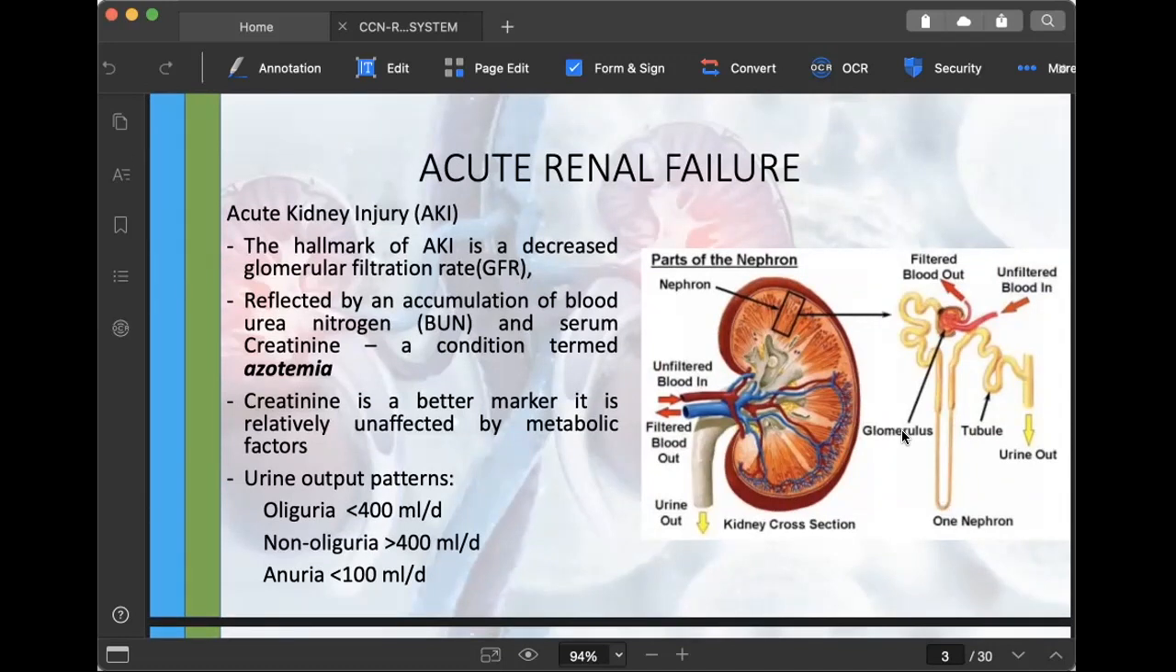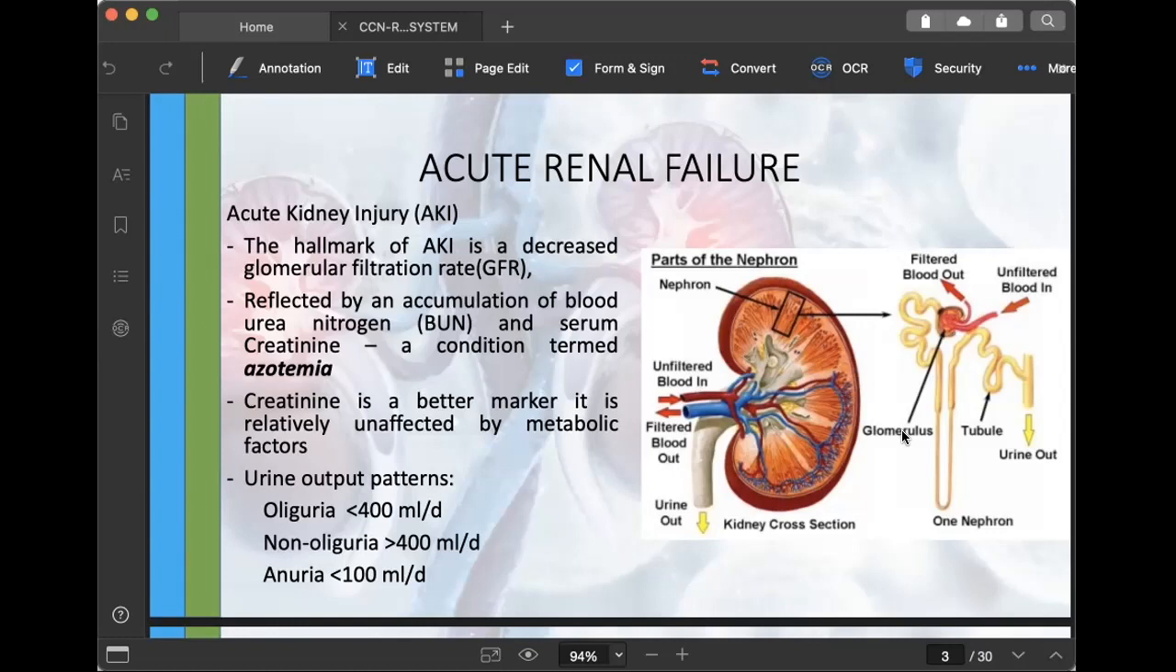Now, of course, if you have a decreased GFR, there's going to be less blood that can be filtered in our renal system. Now, the key difference between your uremia and your azotemia: it's reflected by an accumulation of blood urea nitrogen, your BUN. These are the cardinal manifestations of your renal problem. There's going to be an elevation of your BUN and serum creatinine, a condition termed azotemia.